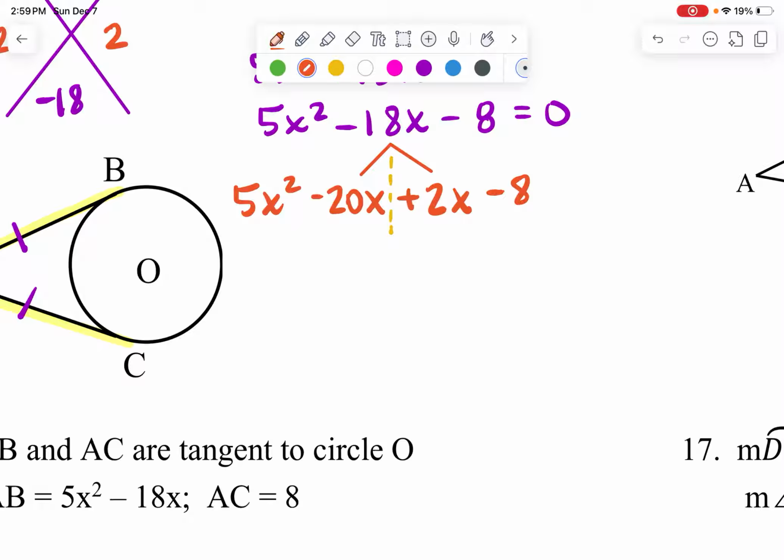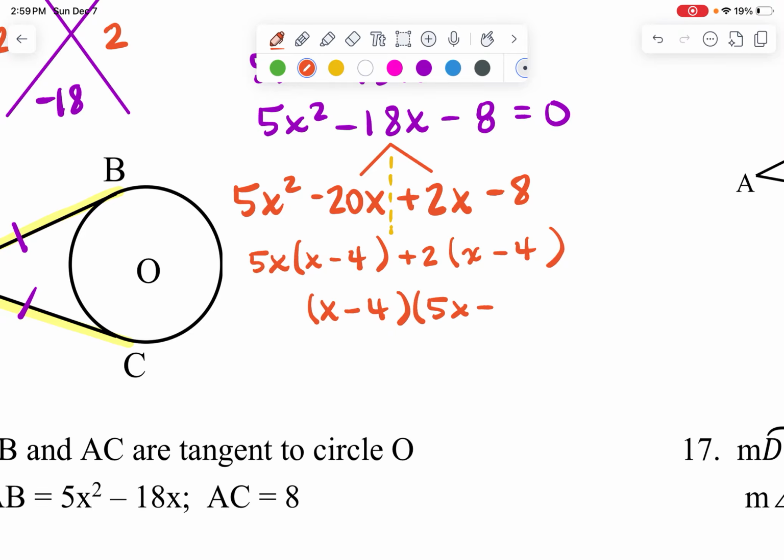So the GCF of the left side is 5x, and if I divide that out of each term, I'm going to be left with x minus 4, and then on the other side, my GCF is positive 2, and if I divide that out of each term, I get x minus 4. Now I do GCF one more time. These two terms have an x minus 4 in common, so I'm going to take that out, and then the 5x plus 2 is what's left.